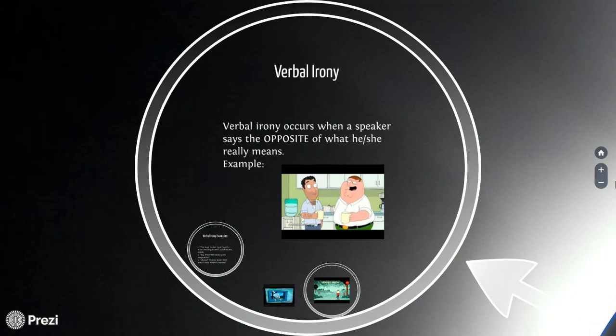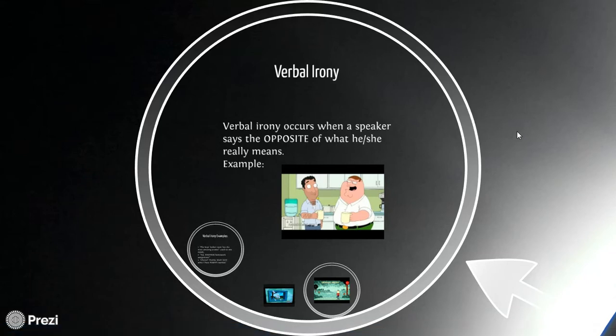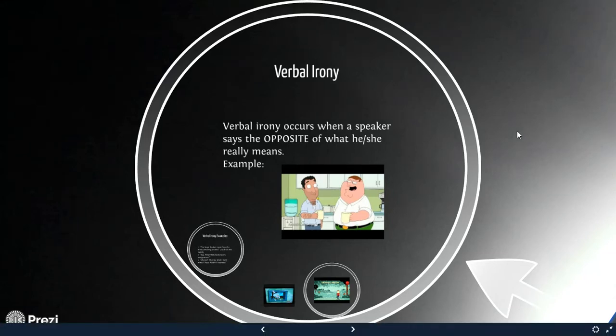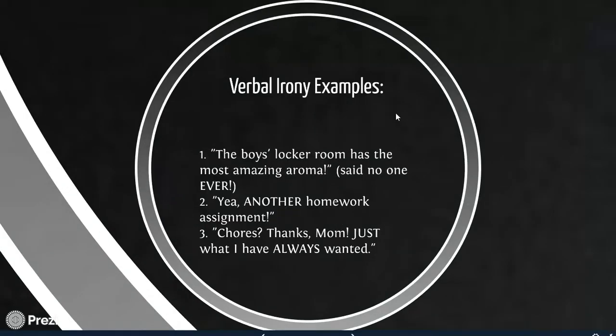So the next type of irony is verbal irony. Similar to situational irony, but verbal irony is spoken. So it's when the speaker says the opposite of what he or she really means. Some examples of verbal irony: the boys' locker room has the most amazing aroma. No one has ever said that. It's a locker room, and it's especially guys, so it's going to be sweaty. It's going to smell terrible.